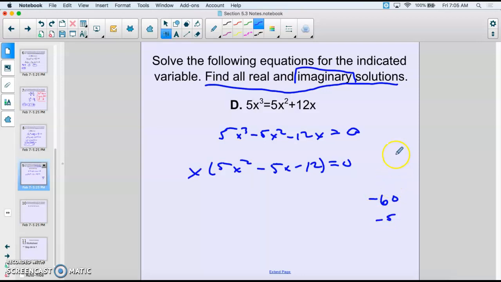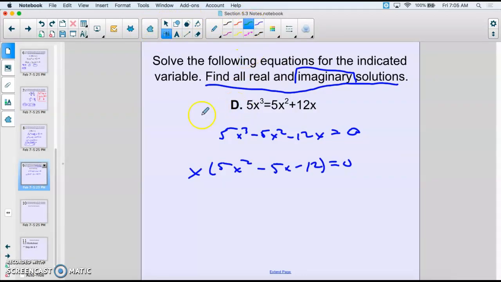Okay, well, let's think of factors of negative 60. We got 1 and 60, 2 and 30, 3 and 20, 4 and 15, 5 and 12, 6 and 10. These are 7 apart and these are 4 apart. So I'm thinking we missed our opportunity. So we're going to have to turn to the quadratic formula. It's just not going to work out to factor it. So we got to turn to the quadratic formula.